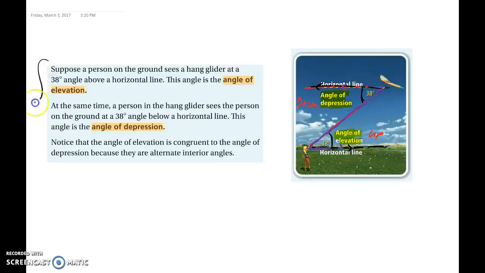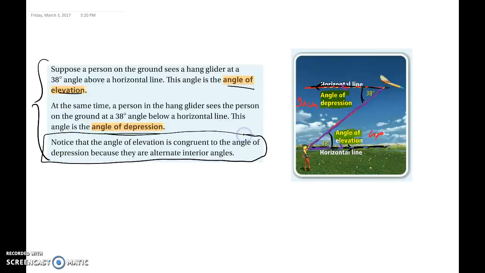And if you look over here, this gives a detail in words of exactly what I just said. So the angle of elevation is the person looking up. The angle of depression is the person looking down, and they are congruent to each other because they are alternate interior angles. All right. So now let's use this to solve a couple of questions.